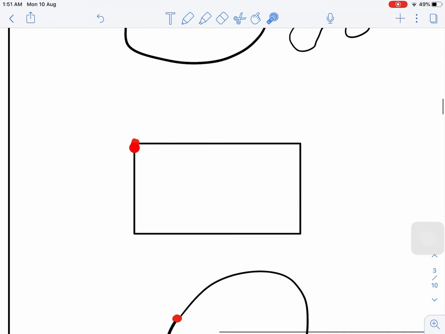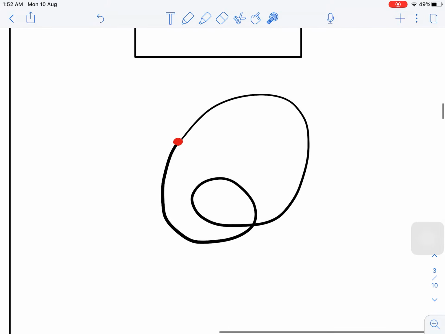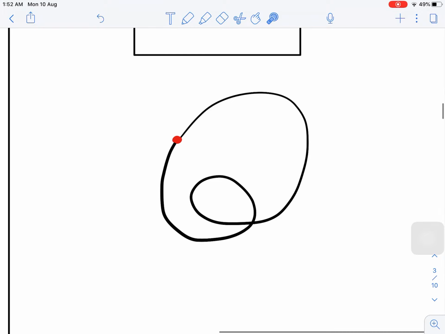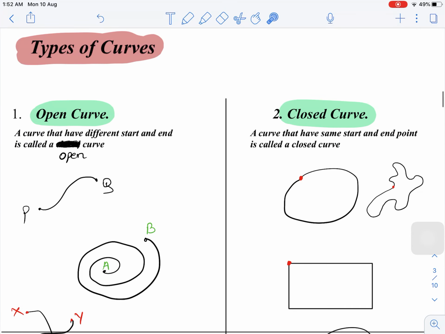Similarly in this figure, if you start from this point, if you go in this way and again we come to the same point, so a curve is formed. But what type of curve? It is a closed curve. Here also it can be seen that the starting and finishing points are the same, so this is also an example of a closed curve. Okay, so hope you must have understood what is an open curve and a closed curve.